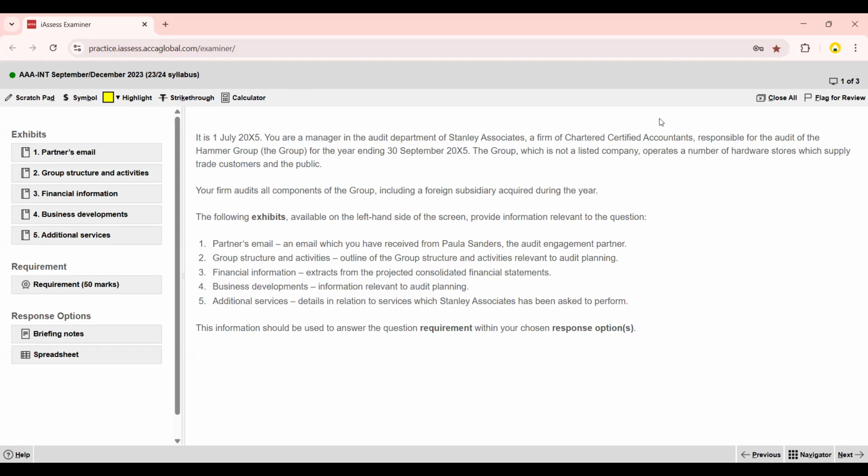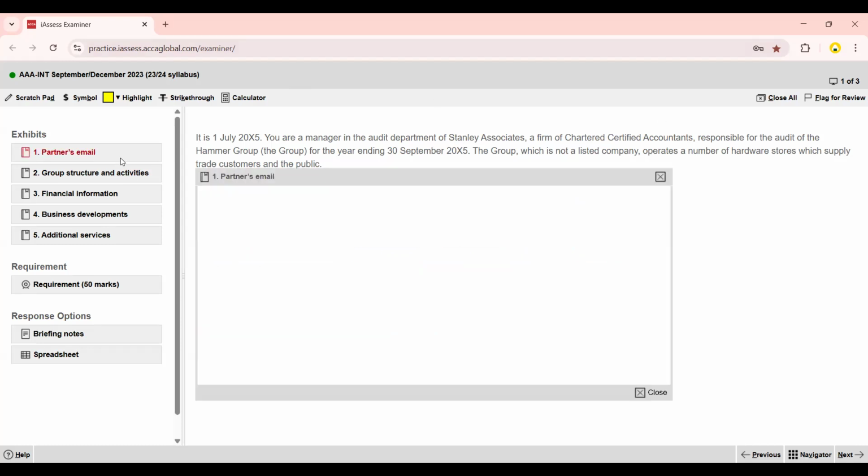Your firm audits all components of the group, which means we are responsible not only for the group audit but also for all the subsidiaries, including a foreign subsidiary acquired during the year. The following exhibits available on the left-hand side of the screen provide information relevant to the question. First exhibit is partner's email in which we identify the threshold of materiality and other questions. Also, exhibits 2, 3, 4, and 5 we will use for parts answers. Let's read exhibit number 1, partner's email.